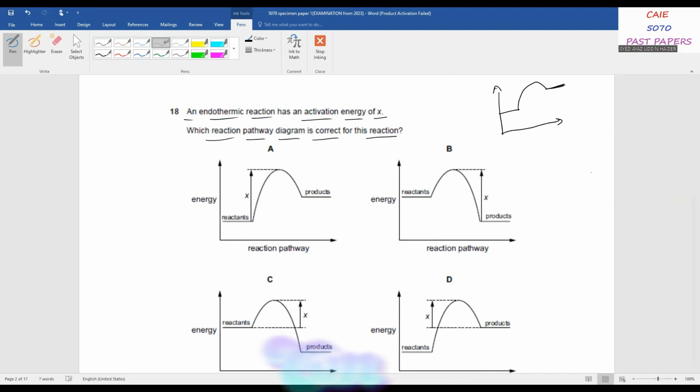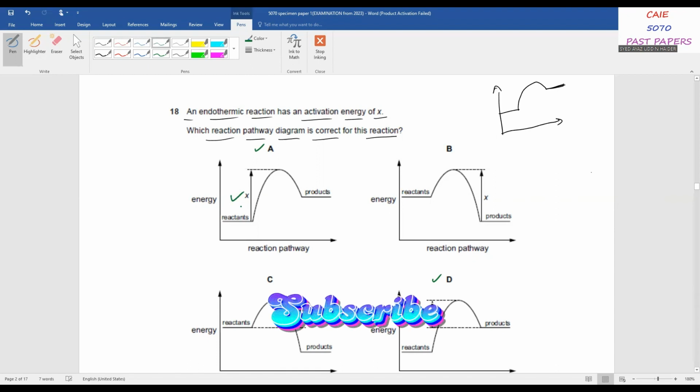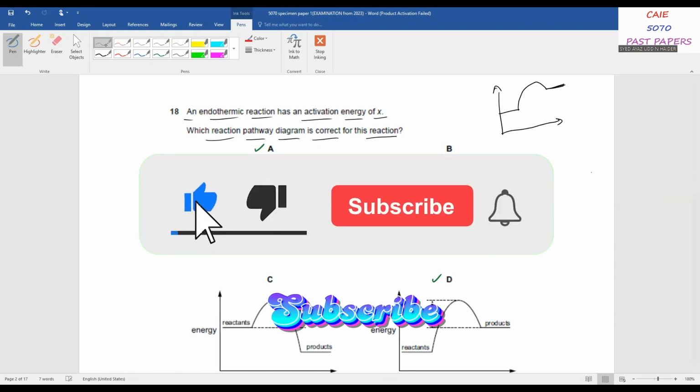So either A is correct or D is correct. So now we will look at the activation energy. In A, activation energy is correctly labeled, but in D, activation energy is incorrectly labeled. So the answer will be A.